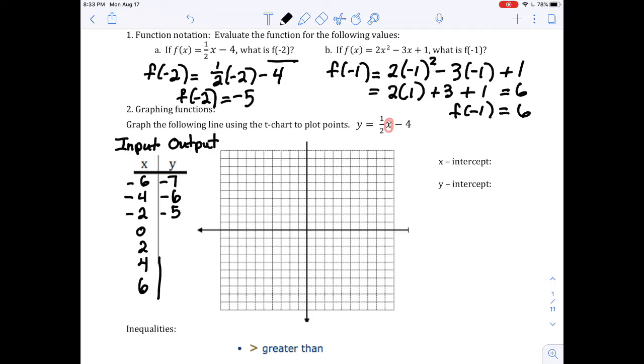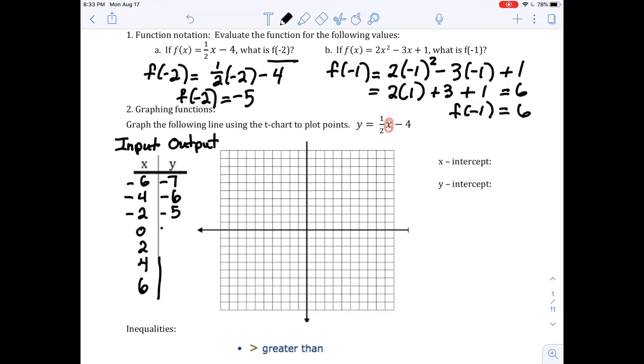Now you might think, why did I pick -6, -4, -2, 0, 2, 4, 6? Well, when I looked at the 1/2, I don't want to try to plot points that are fractions. So I thought of numbers that when I took half of them, I still got an integer. And so that's why I picked those even numbers.